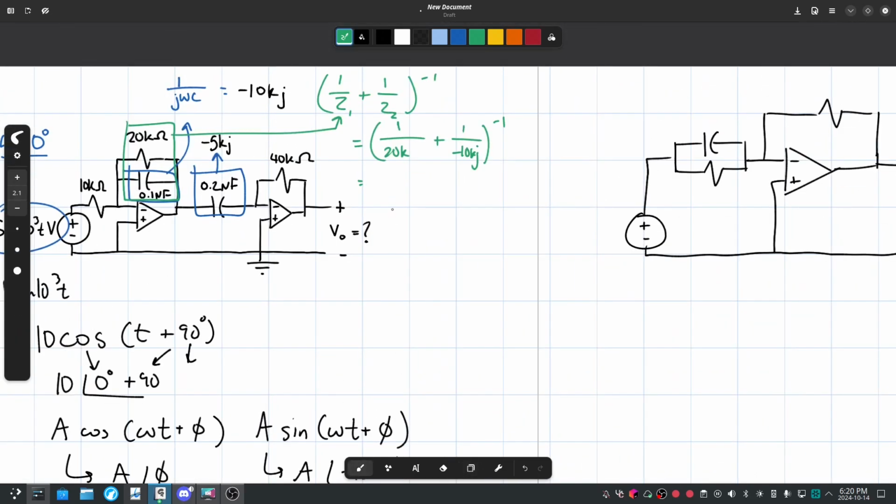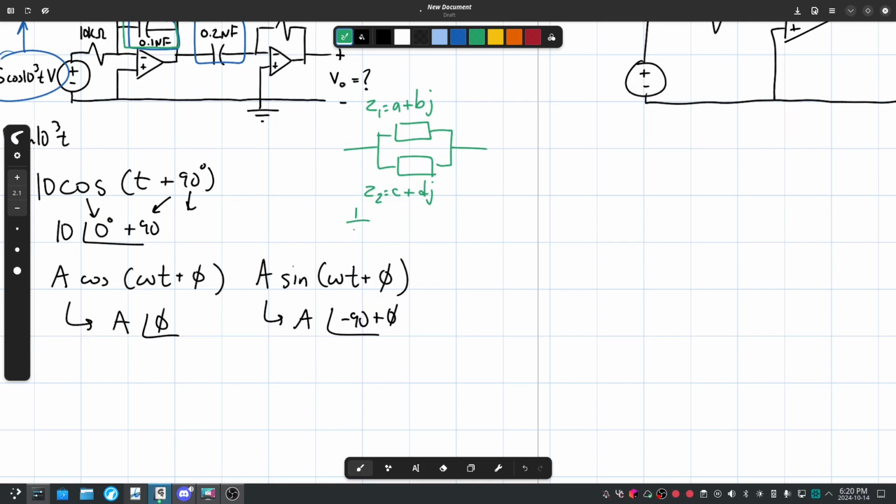The Z thing? This is for AC. So for AC, if you have two impedances, we call these impedances, in parallel. Impedances are just going to be some resistance plus reactance, like that, C plus DJ. This is Z2, and this is Z1. The formula for combining in parallel is 1 over Z1 plus 1 over Z2, to the power of negative 1. This is the same formula as resistance. If you have two parallel resistors, it's going to be 1 over R1 plus 1 over R2, all to the power of negative 1.